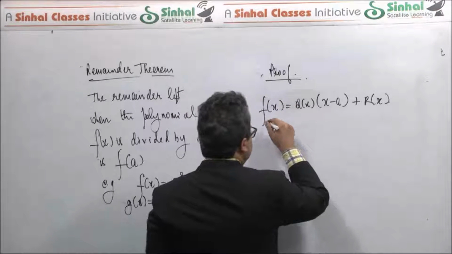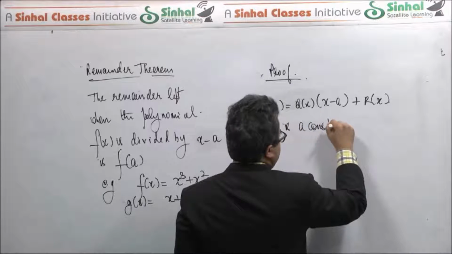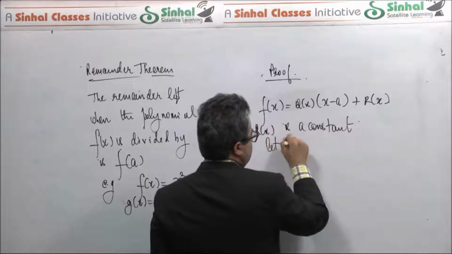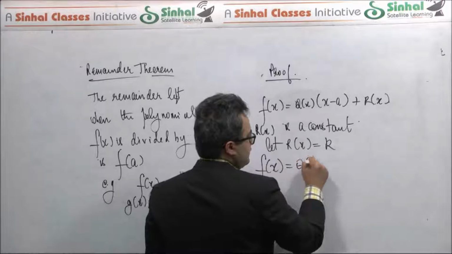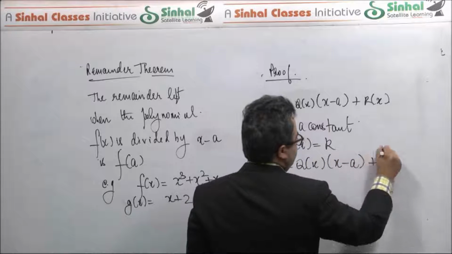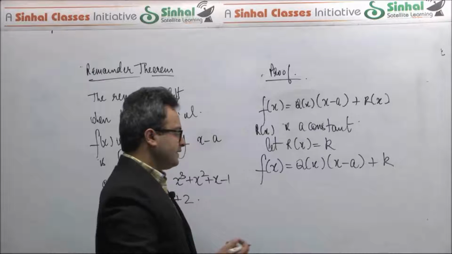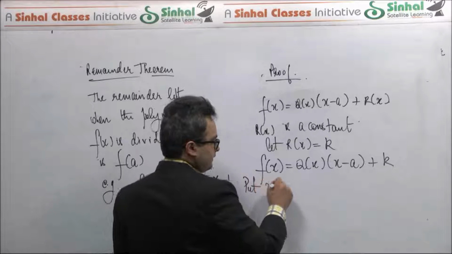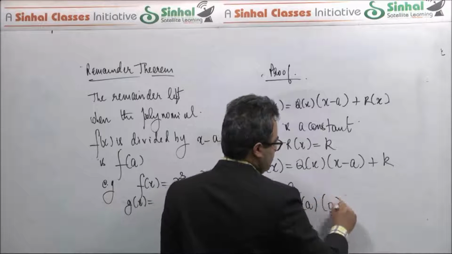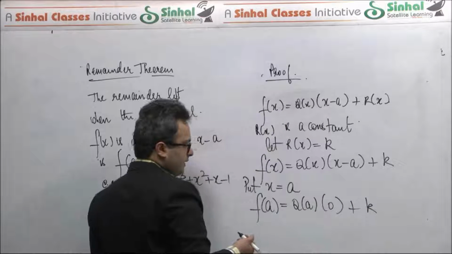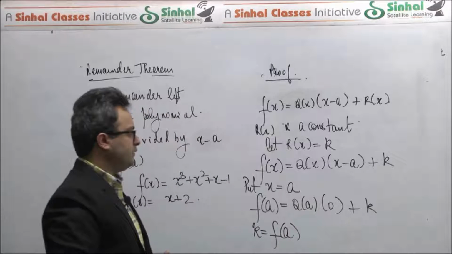So r of x is definitely some constant, call it k. Again, our identity becomes f of x equals q of x times x minus a plus k. This statement is our identity, which means that it is true for all values of x. Specifically, suppose we put x equal to a in this identity. So we get f of a is q of a times 0 plus the value k. K is a constant, so its value will remain the same. Interestingly, the value of k therefore turns out to be the same as the function value at x equal to a, which completes the proof.